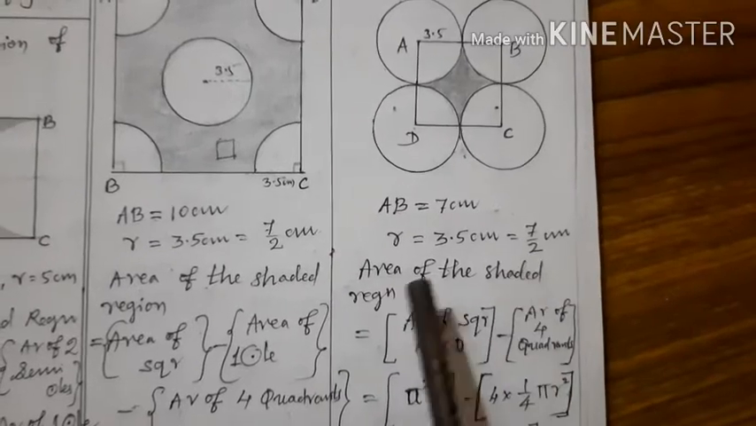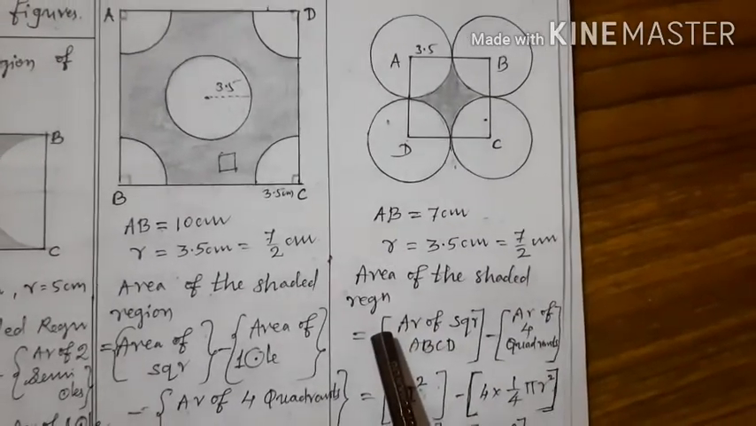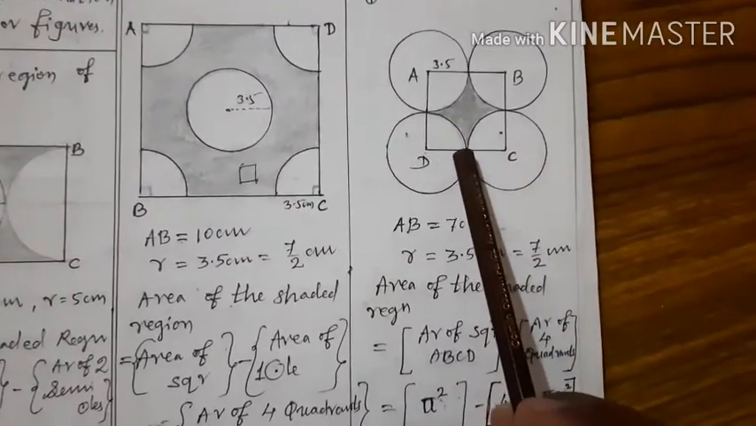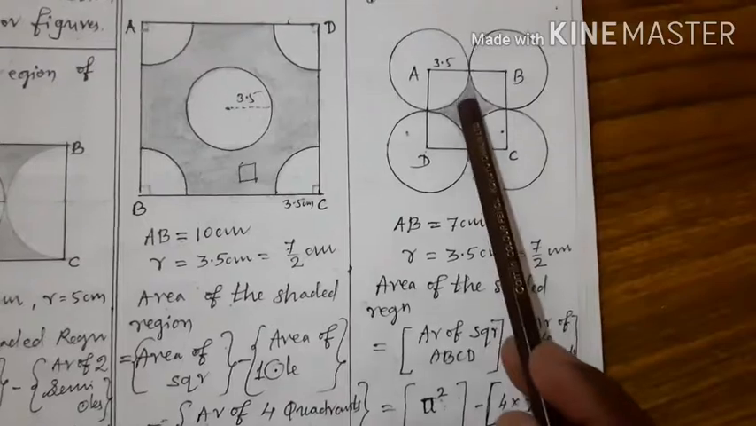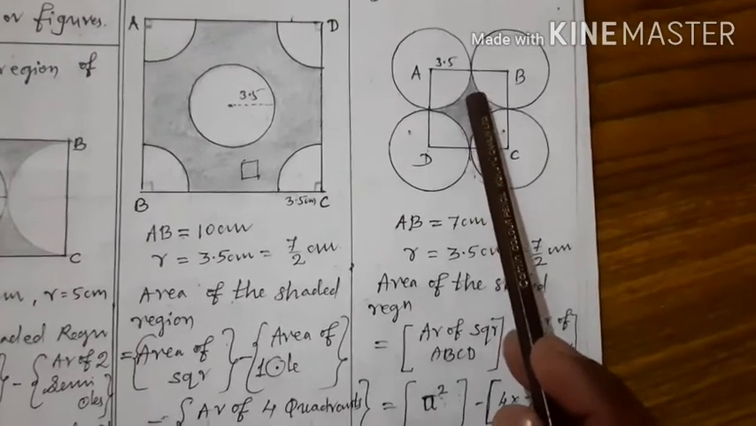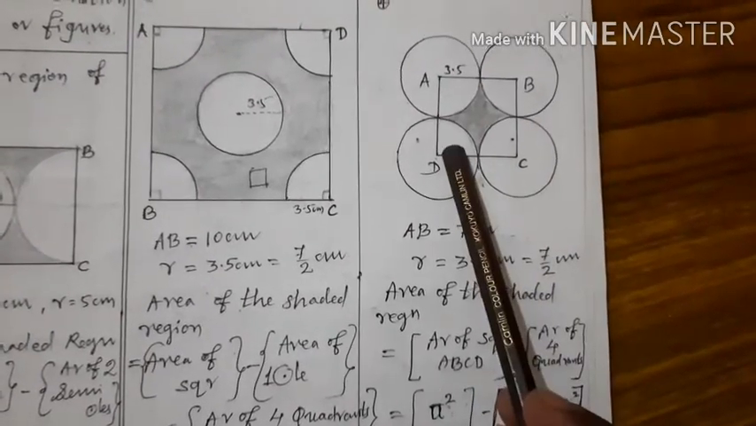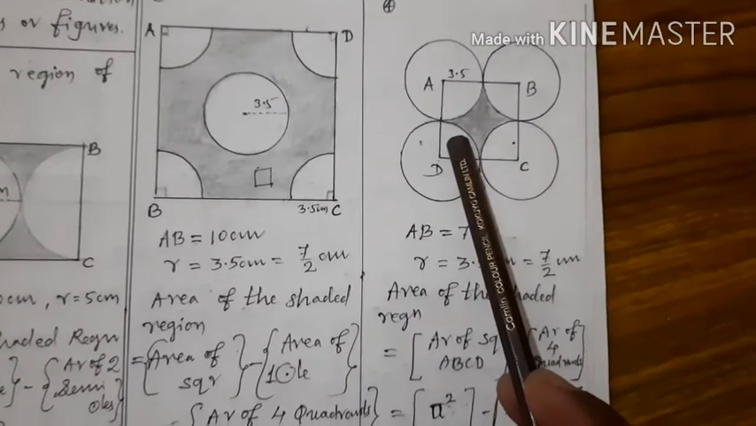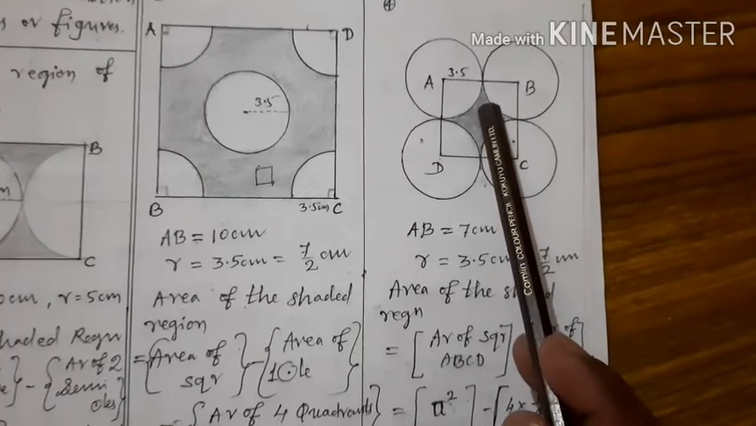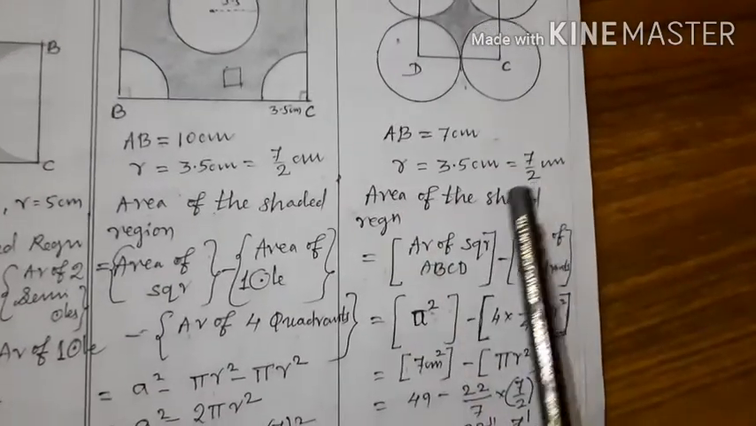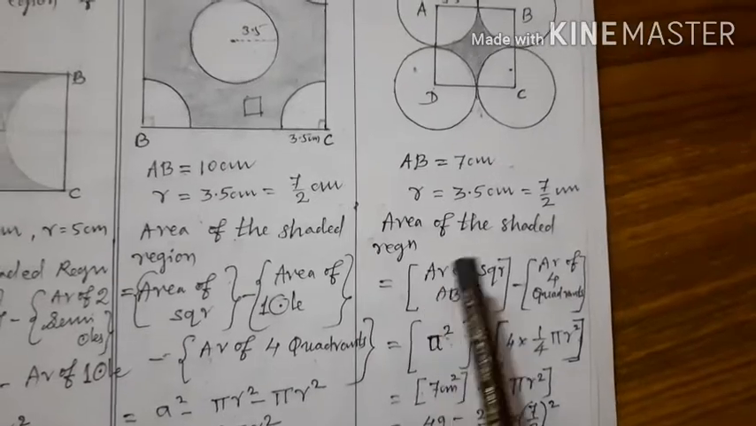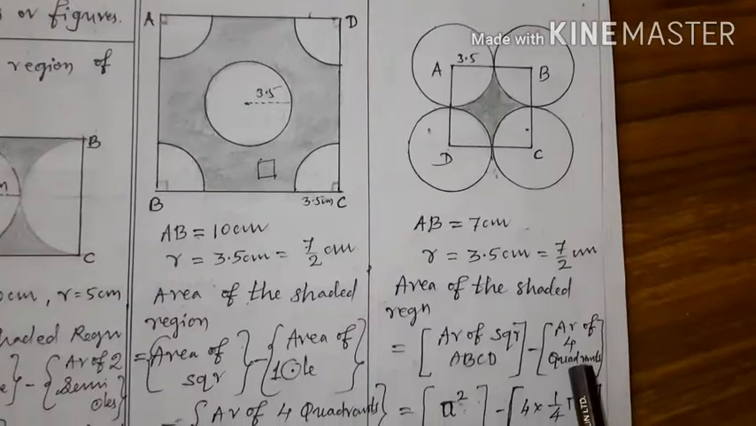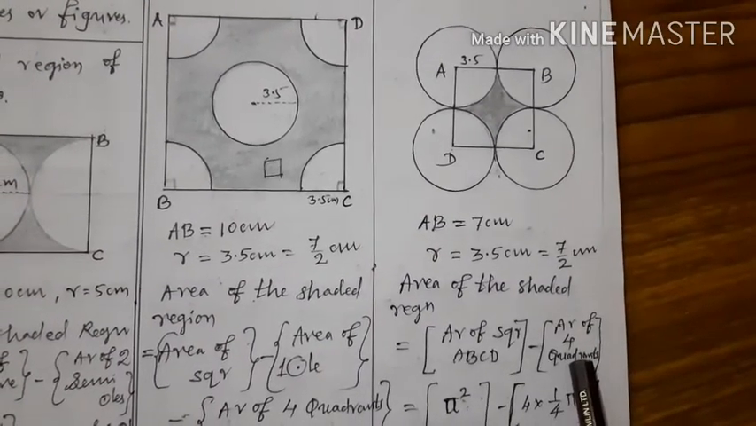Therefore, area of the shaded region is equal to what? We have to formulate our own formula. To find the area of this shaded region, find the area of square first, then minus the area of these 4 quadrants. Then you will get the area of the shaded region. Therefore, children, area of the shaded region is equal to area of square ABCD minus area of 4 quadrants. Look at the figure there. You will come to know.